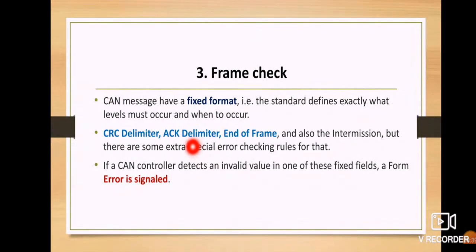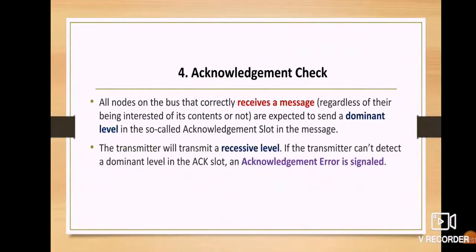Whereas if you are not making it 0, and it keeps on sending 1 even after a certain time, then it will be an acknowledgement error. So that is what the acknowledgement error deals with. If any error comes, then a form error will be signaled. This is what is checked frame-wise, and the CRC you'll see in the next slide, so that you'll understand.